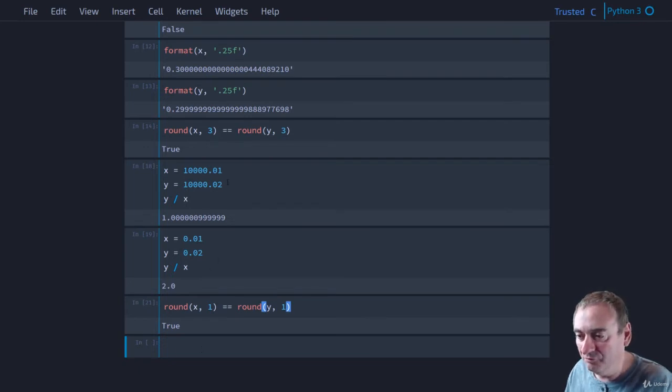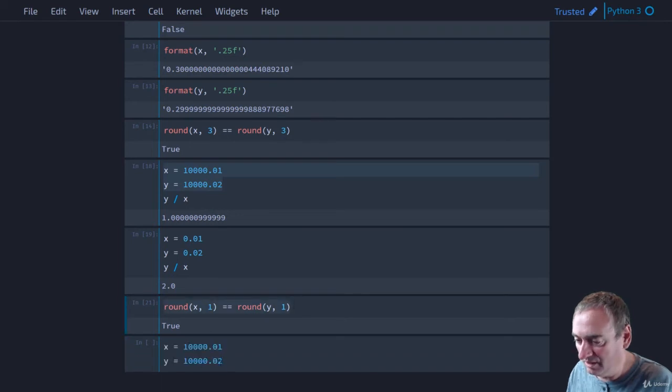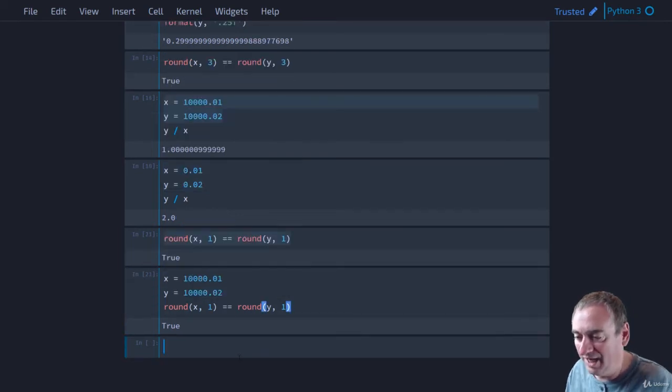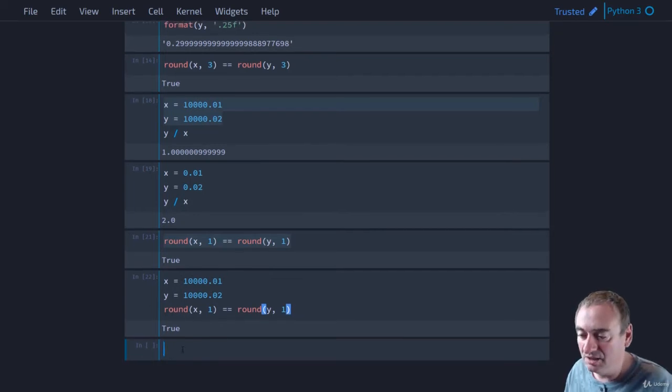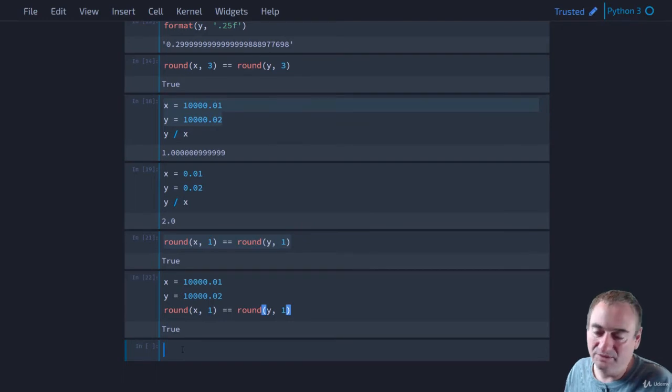On the other hand, if we take x and y equal to those two values, and then we round them off and check what happens, it tells us that it's true. And in that case, yeah, they're close enough, because relatively speaking, they're close to each other. So for that reason, we're going to use the is-close method instead of the round method, since the round method really is only an absolute tolerance kind of technique.